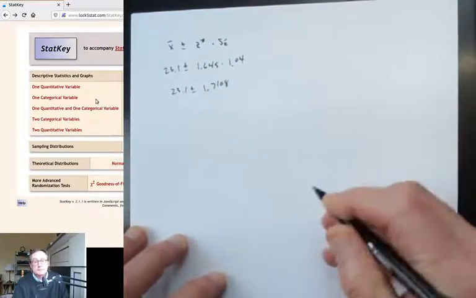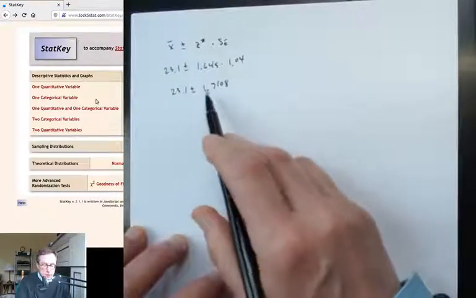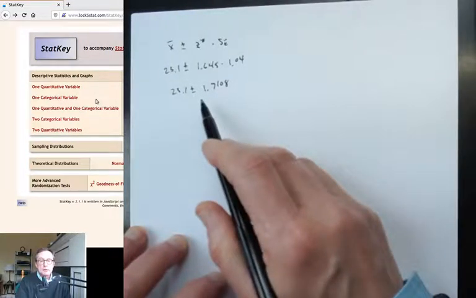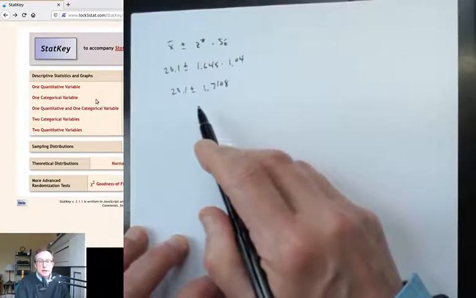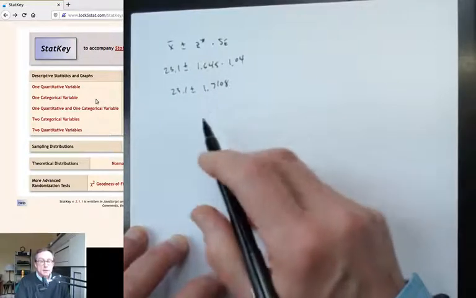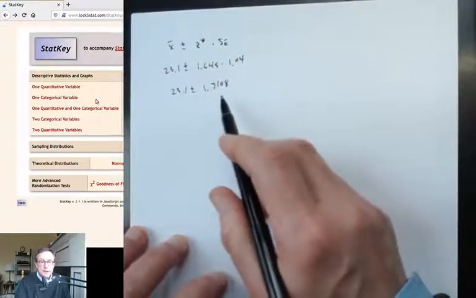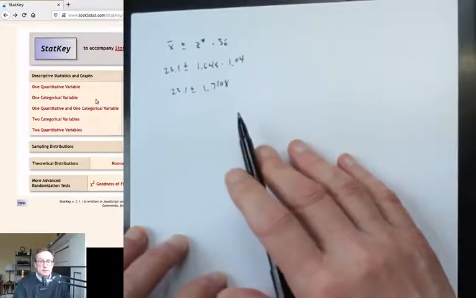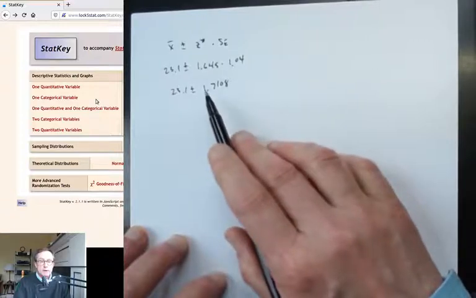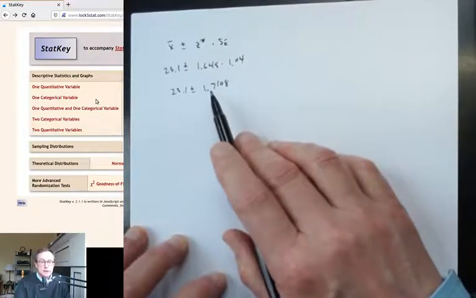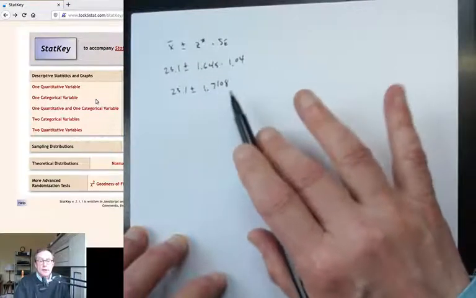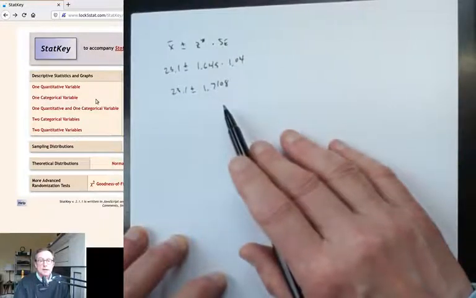And that's the answer. Now you can add the 1.7108 to the 23.1 and subtract the 1.7108 to get the interval, which a lot of times a person feels more comfortable with, but that's the answer. So once you understand what the idea of a confidence interval is, that it is an interval in which we think there's a good chance, 90% chance, that the true number, the population parameter lies, then the rest of the formula is all remarkably easy.